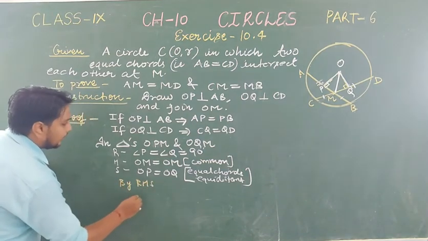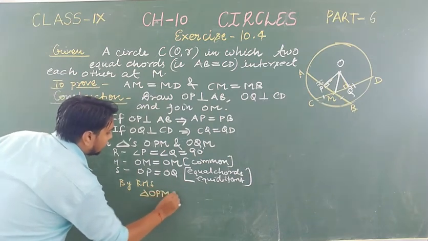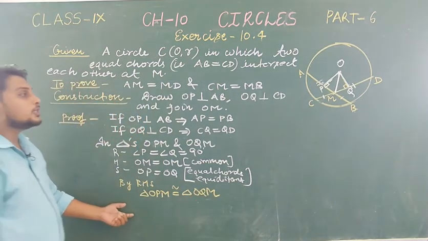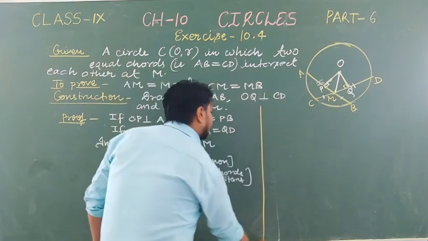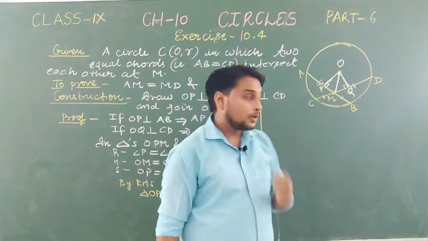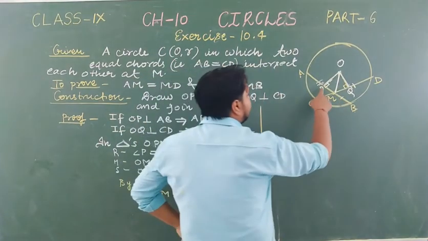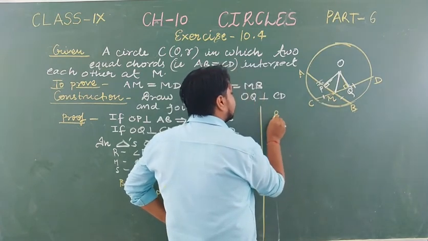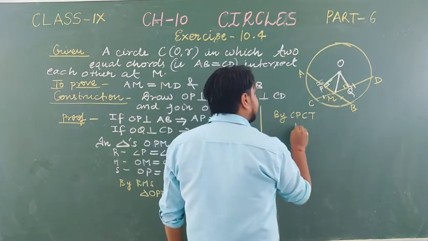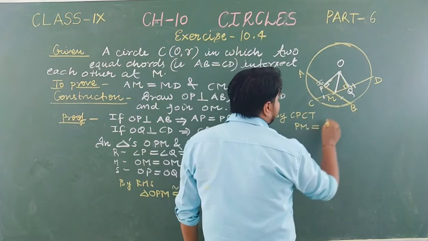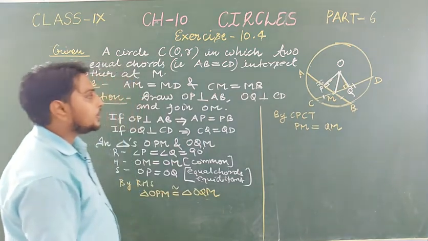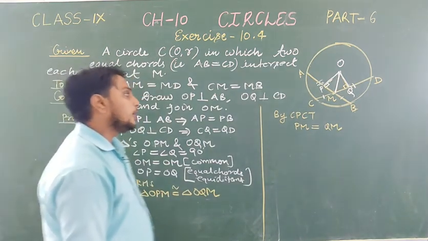RHS we can say that triangle OPM is congruent to triangle OQM. So if these two triangles are congruent, students, we can say that the distance PM is equal to the distance QM. Okay, the distance PM is equal to the distance QM.